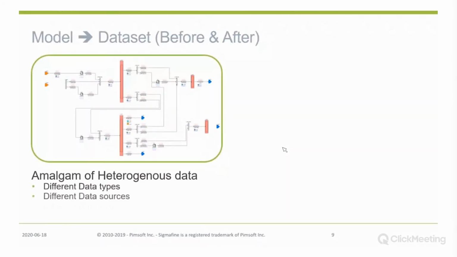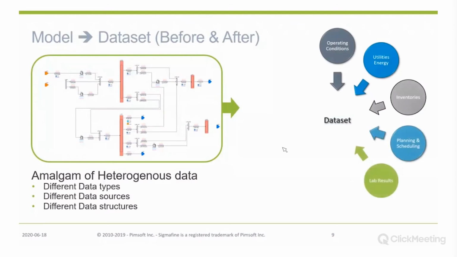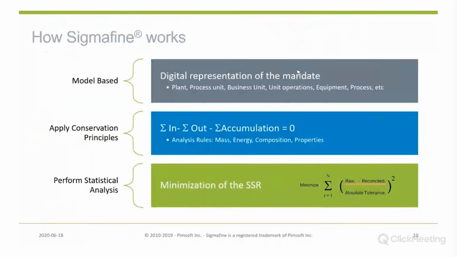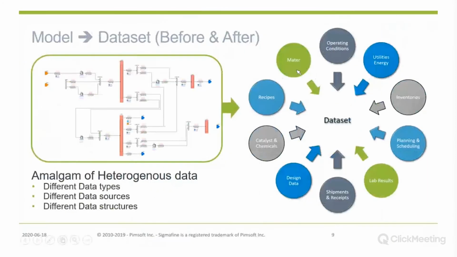What does it look like? A Sigmafine model, how does it do that? How do we reduce the uncertainty? We are not taking just your measurement data. We are connecting to your inventories, to your planning and scheduling, to your design data. And that's how we are able to reduce your data set. We're connecting it and making a homogeneous set.